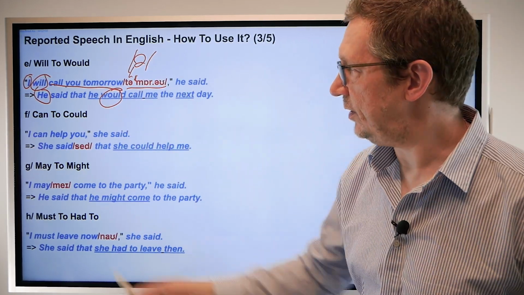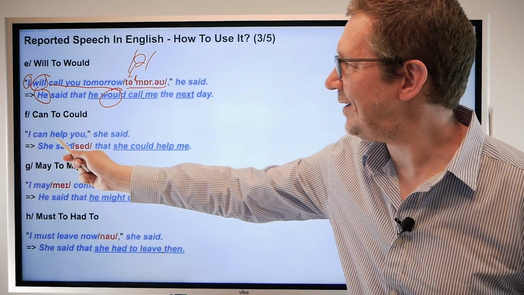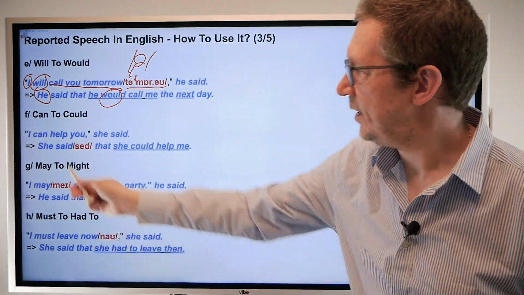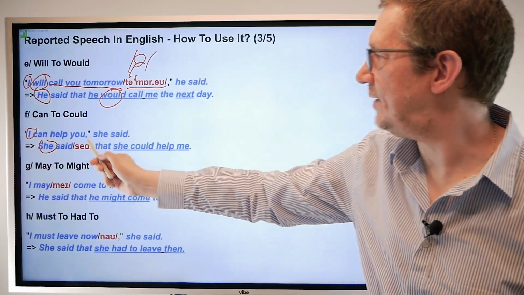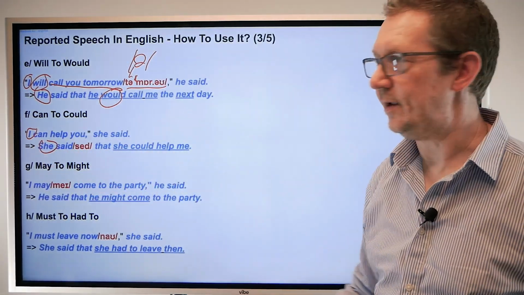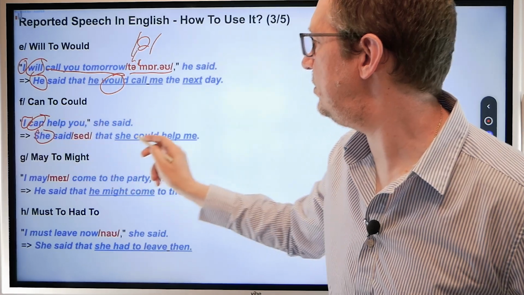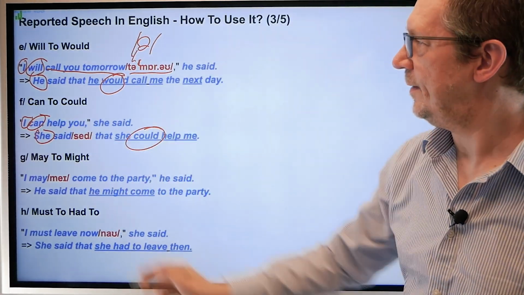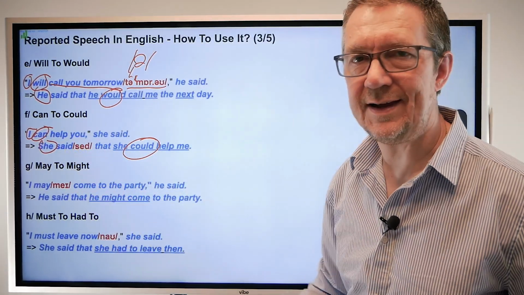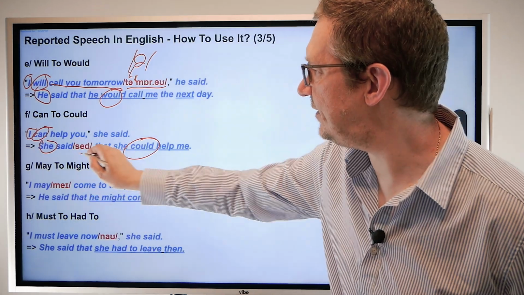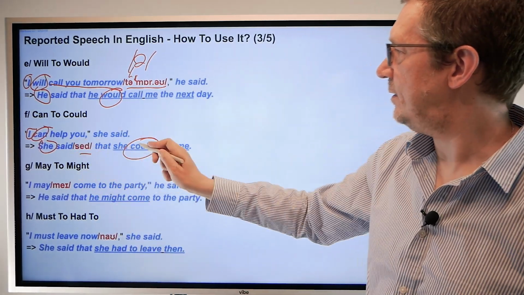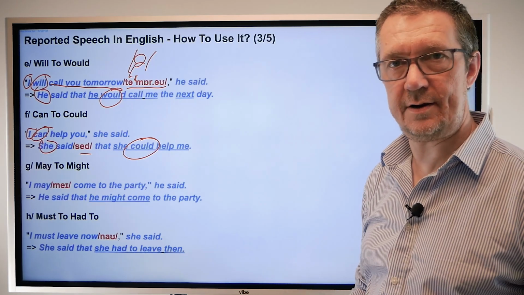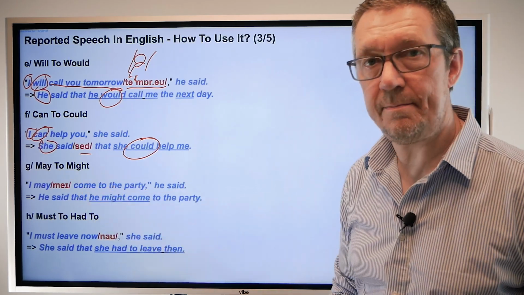Happens with can and could as well. So can to could. I can help you, she said. So instead of I, it becomes she. She said that she could help me. So I can help you, she said she could help me. So said, again, it has to be said. It's just a straight said. She said that she could help me. All right, good.